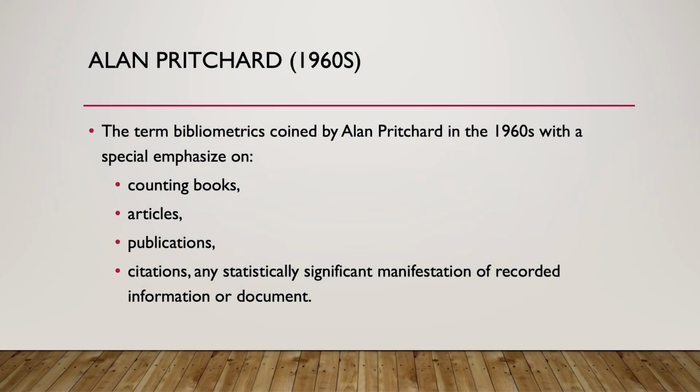So just to give you an overview, the term bibliometrics was coined by Alan Pritchard in the 1960s. And we see a special emphasis at that time on counting books, counting publications such as articles, citations, any statistically significant manifestation of recorded information in our documents. So this is the era where we're talking about published documents and print documents.